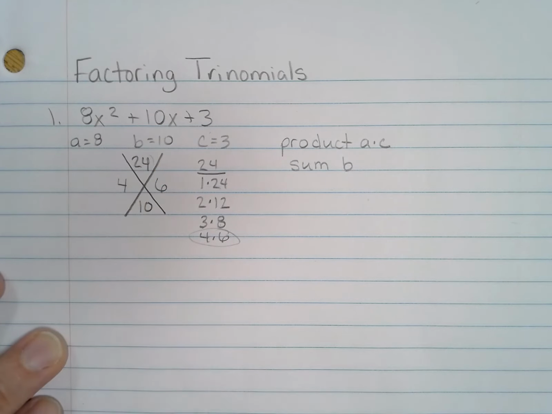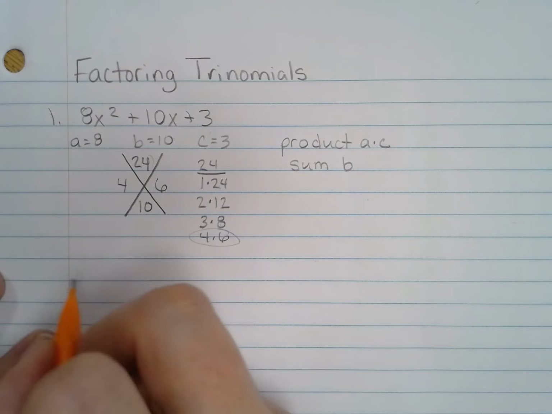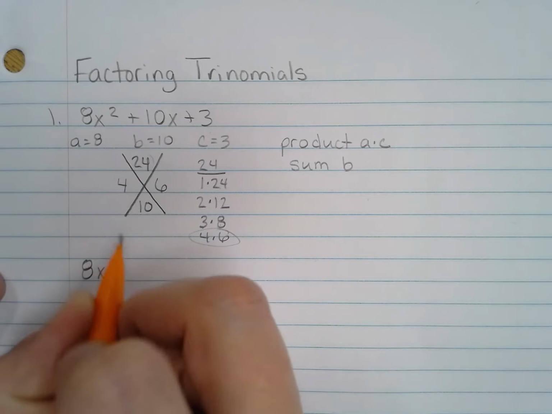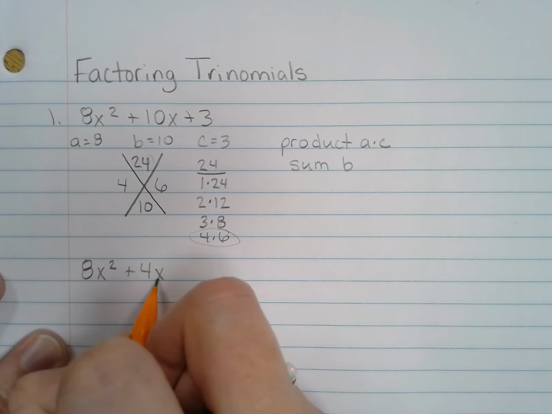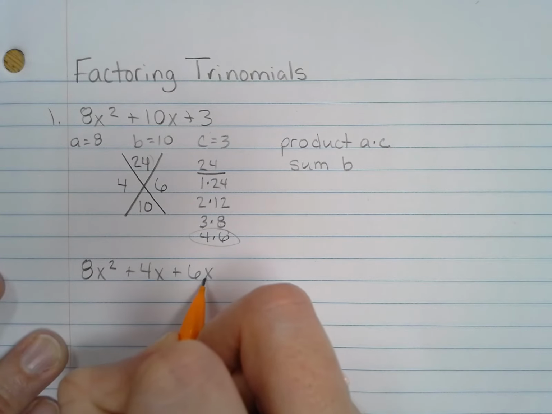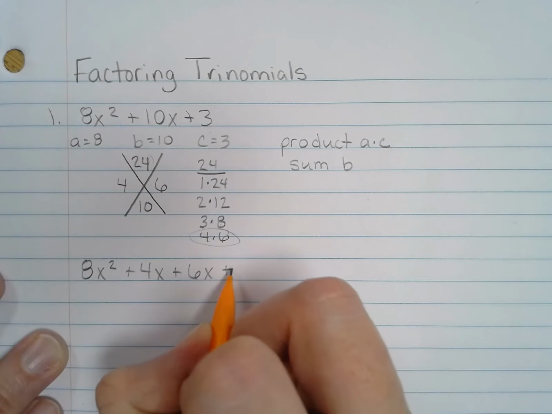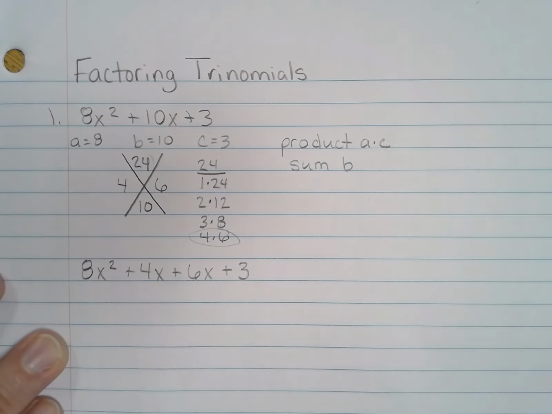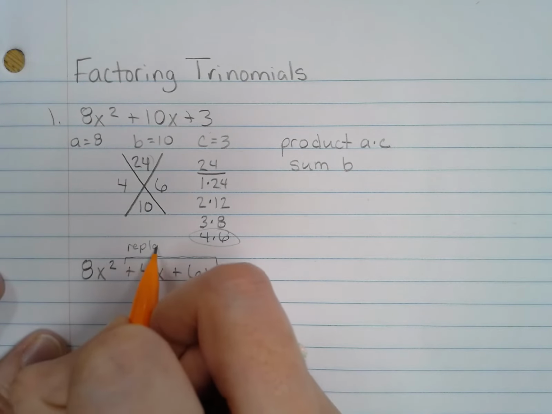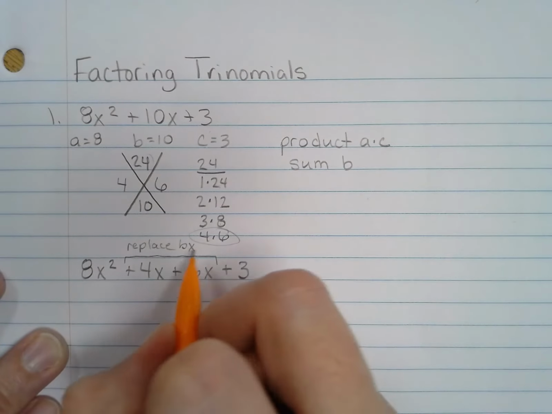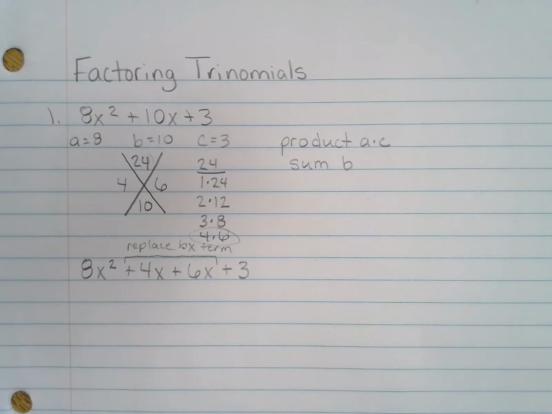So once you find the two numbers that are the product of A times C and then the sum of your B number, we're ready to rewrite our trinomial as a polynomial with 4 terms. So we have 8x squared. We're going to replace the 10x with these two terms, 4x and 6x. And then, of course, we just bring down our C value. So here we replace the BX term. Be sure to not forget your variables in that step. So now we are ready to factor by grouping.